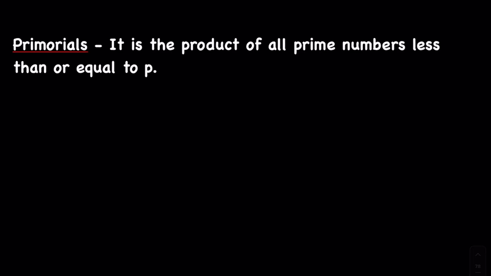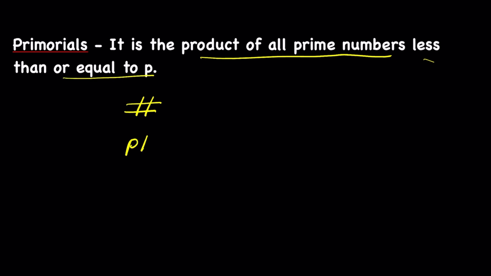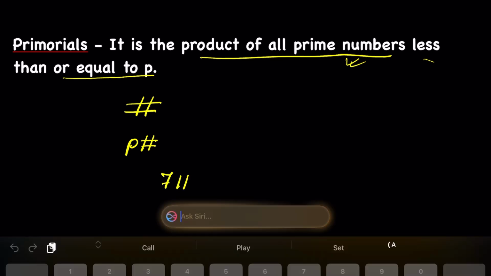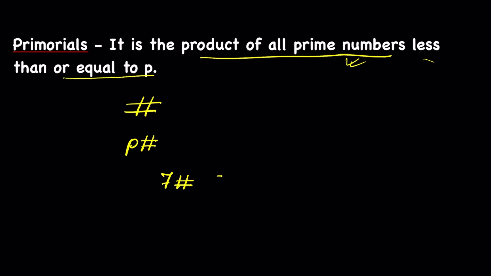Then we have primorials denoted by this hash sign. It is the product of all prime numbers less than or equal to p. So if we have p hash sign, that means the product of all the prime numbers which are less than or equal to p. So if we have 7 hash or 7 primorial, then it is equal to the product of all the prime numbers 1 times 3 times 5 times 7.